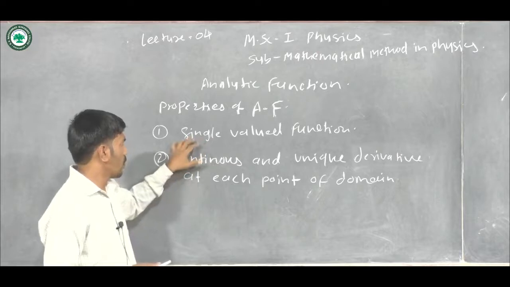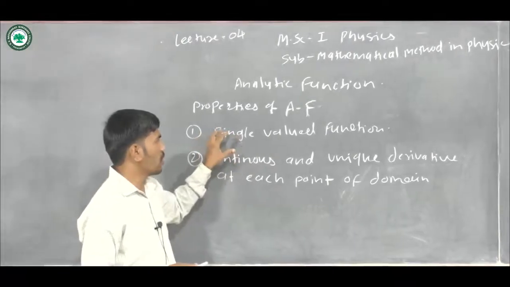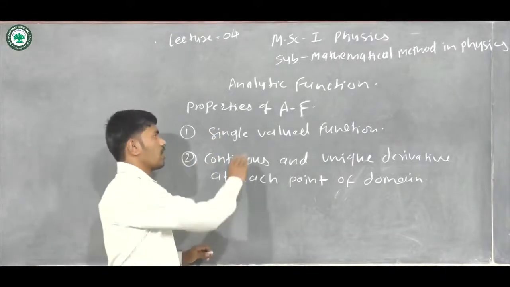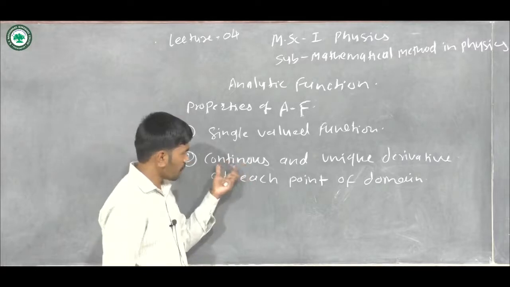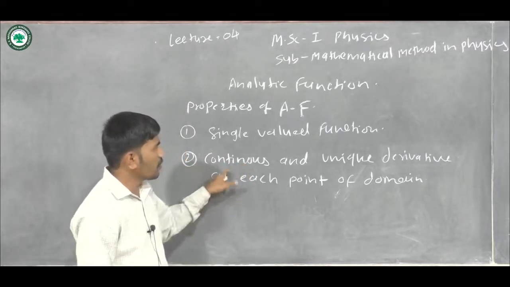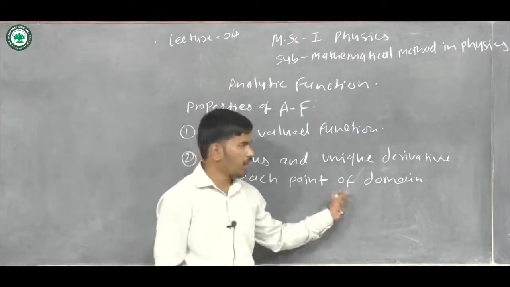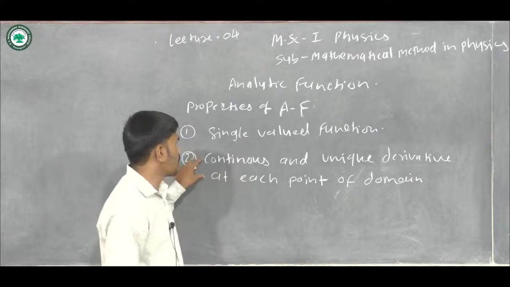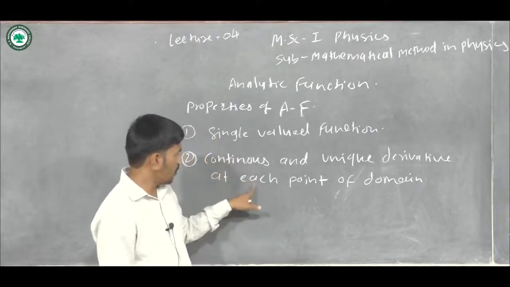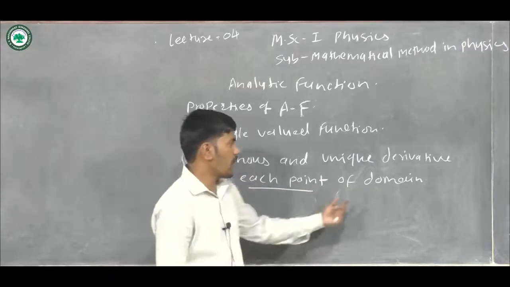If we put z in the function and we get a single value, then it is called a single value function. And the second one is that the function is continuous and has a unique derivative at each point of the domain. This is an important property if the function is analytical. Here each point means whatever we consider in the domain.